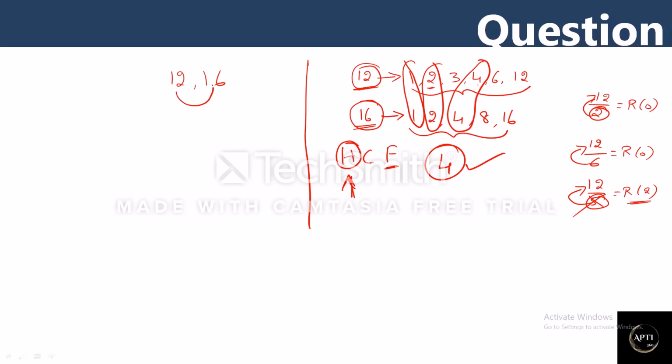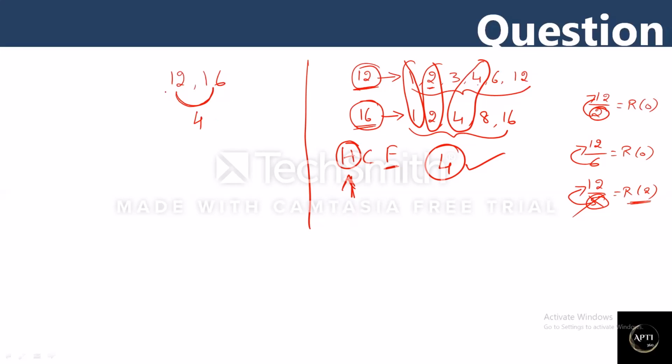Why? Because most of the students will get confused about highest common factor. They might be clear about least common multiple, but here some students will get confused about highest common factor. So listen carefully. First step, we need to take the difference. Now what's the difference between these two numbers? 4. The difference between these two numbers is 4.